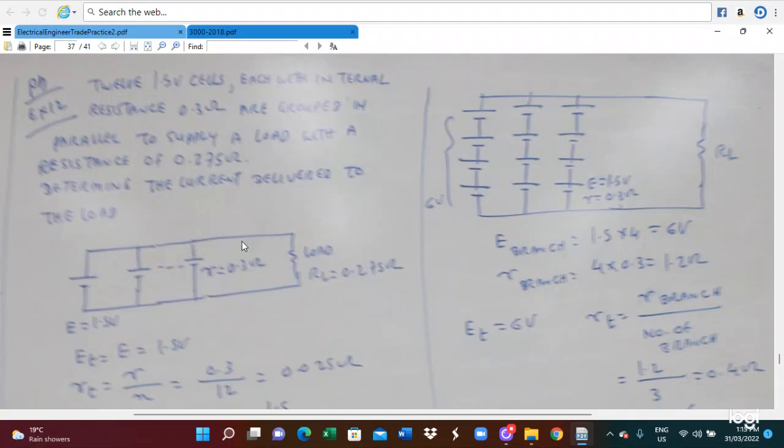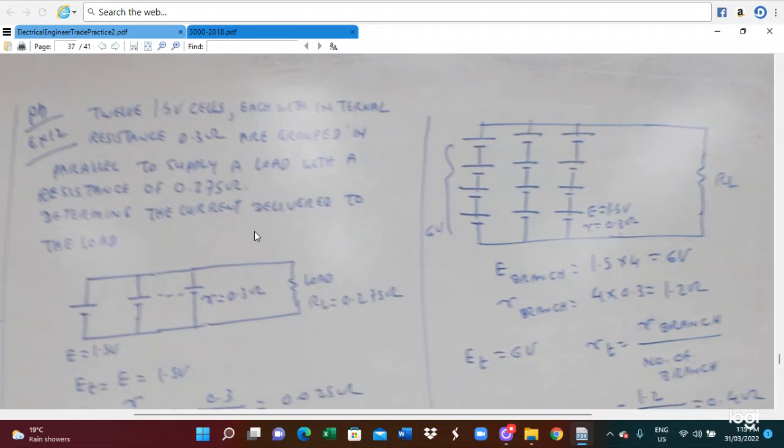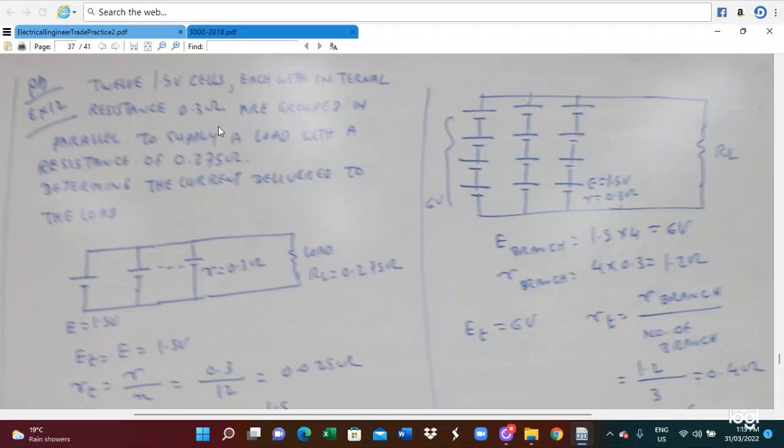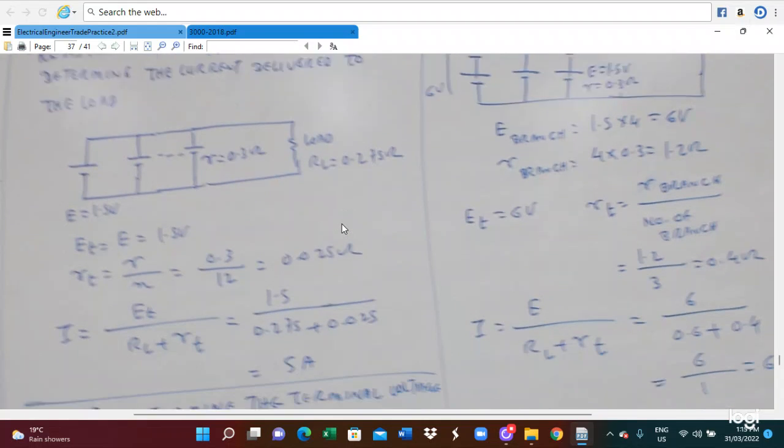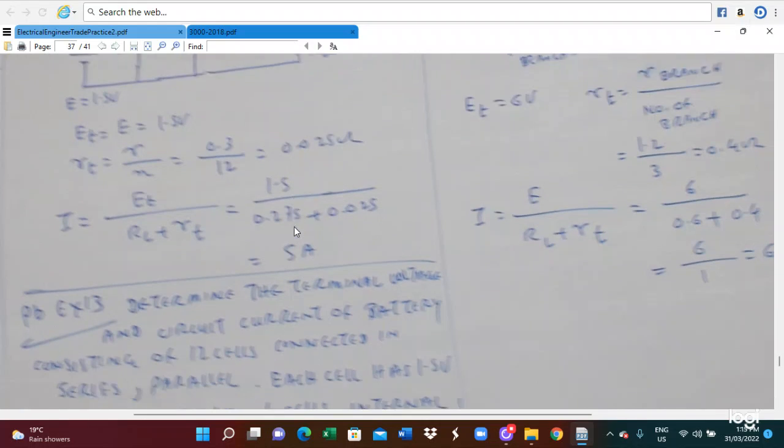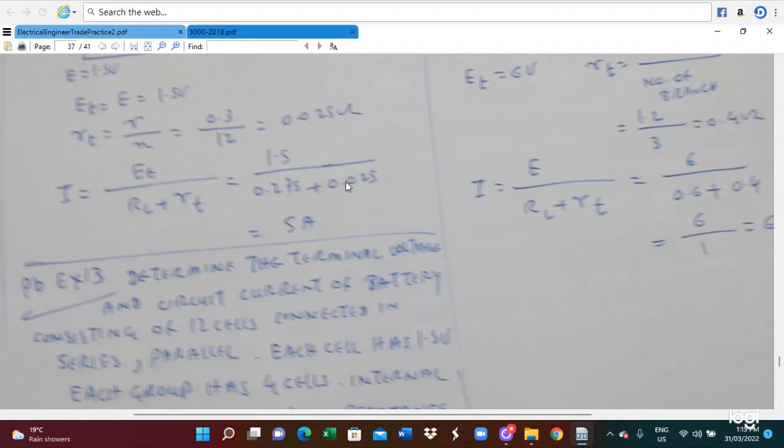So this is how the 12 batteries are connected here. The twelve 1.5 volt batteries are connected in series, connected at the terminals. So in this case, we have to arrange the terminals. This is for all 12 batteries connected. This is how we calculate the current and the voltage.